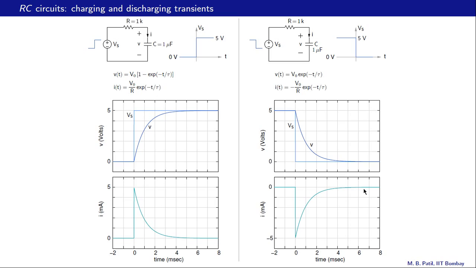And what does that mean? Since the capacitor current I is C dV dt, a negative current means a negative dV dt. That means the slope of the capacitor voltage versus time graph would always be negative, and that is what we observe over here. So therefore the capacitor voltage keeps decreasing. Eventually of course the current becomes 0, dV dt becomes 0, therefore the voltage becomes constant.